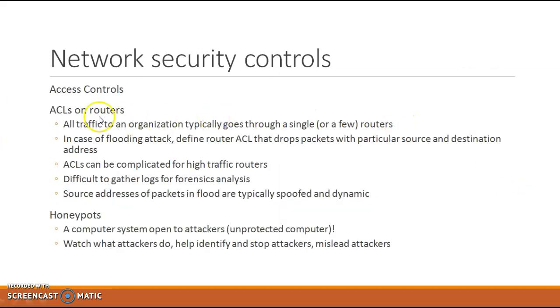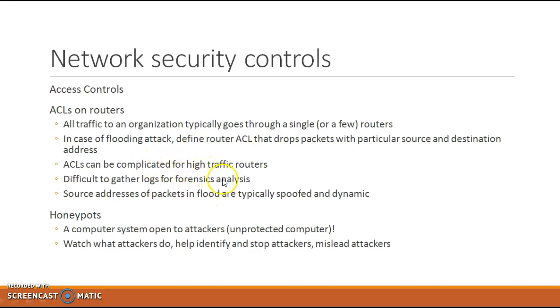We have network controls like access control. We need access control over who should be allowed into the secure area and who should not. For that we need ACLs or routers. ACL means access control list. The routers have a small operating system, and inside it they can allow and disallow some of the traffic. So all traffic to an organization typically goes through a single router or a few routers. In case of a flooding attack, define a router ACL that drops packets with a particular source or destination address. You can block some of the packets coming from certain people or certain devices.